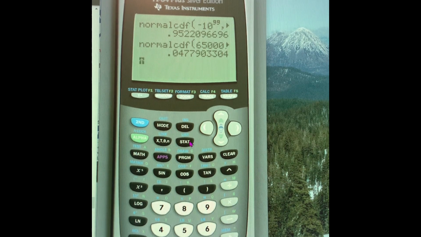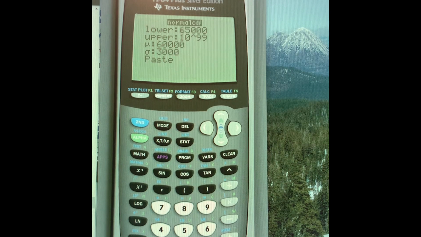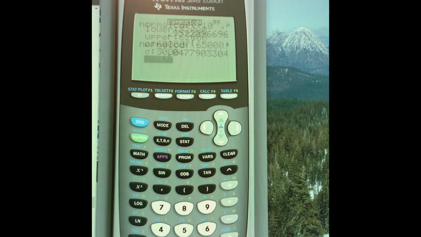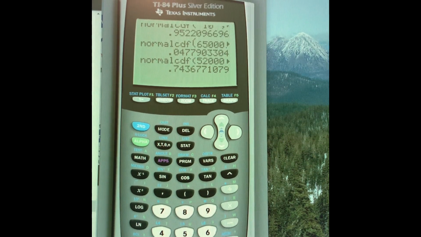Do C. 52,000 to 62,000. Those numbers stay the same. That's the answer I gave you on paper. So this is going to be the last time I show you on the calculator, but I do expect you to type it in and get your answers while you're doing your assignment.